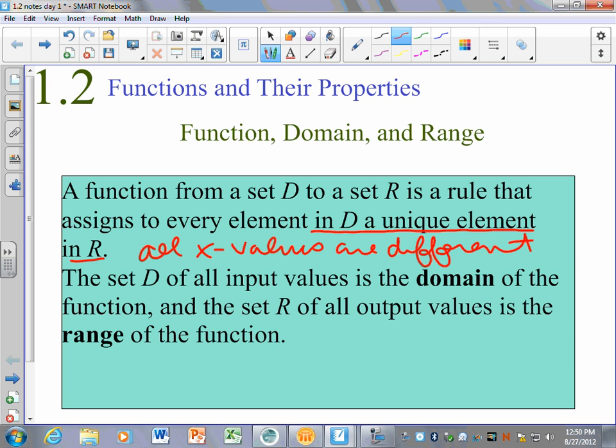Right? And hopefully you know that the input values are the domain. Hopefully you know that in a normal equation that means the x values, and the output values, what you get out, is the range. That's your y values.